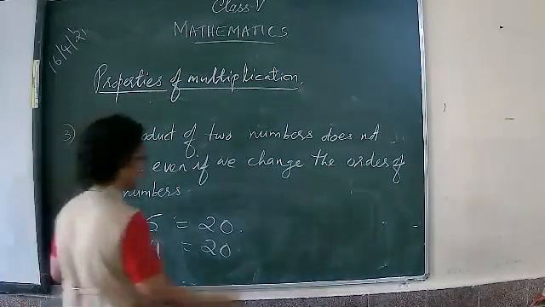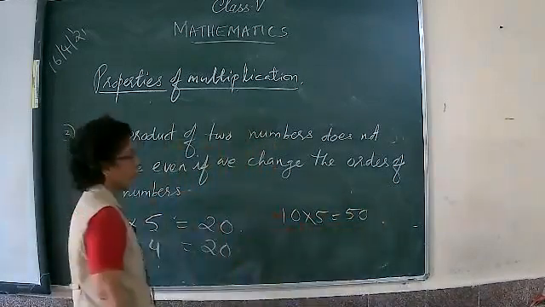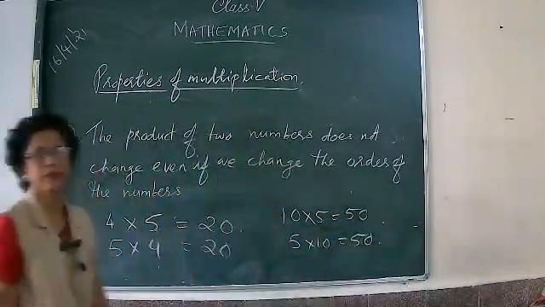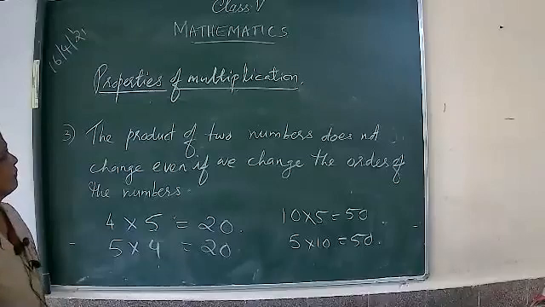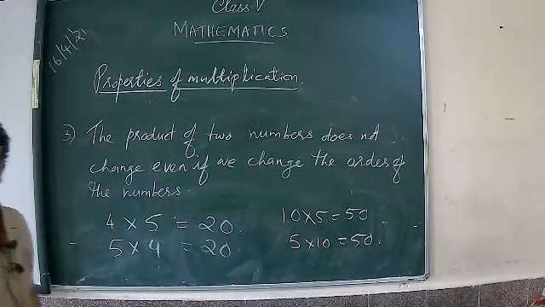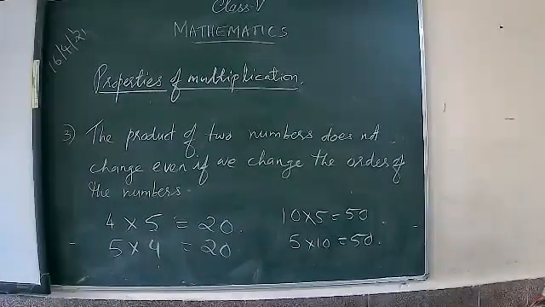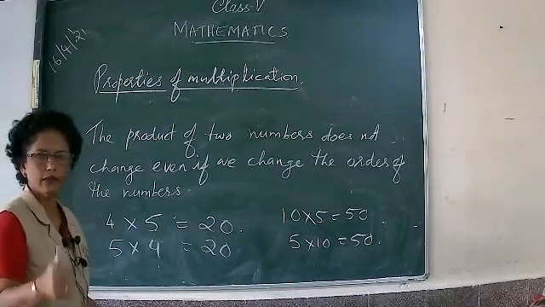One more example I can give you. 10 multiplied by 5. The answer is 50. And if you multiply 5 into 10, then also the answer is 50. Is it clear? I hope all of you have understood that property. The product of two numbers does not change even if we change the order of the numbers. Okay, children? Copy down that. Clear? Can I rub that?